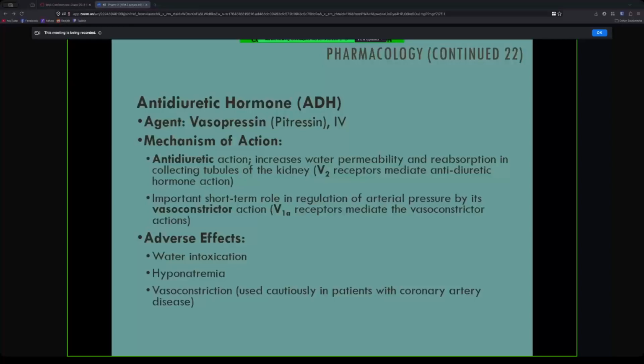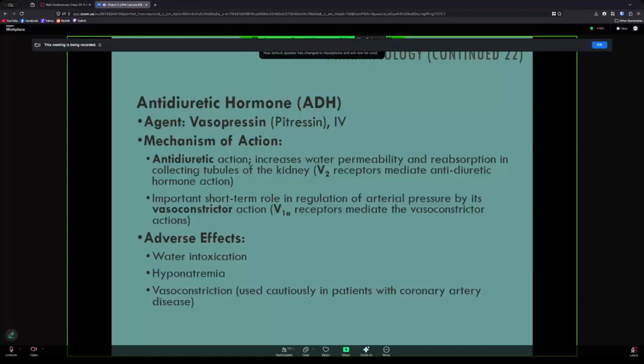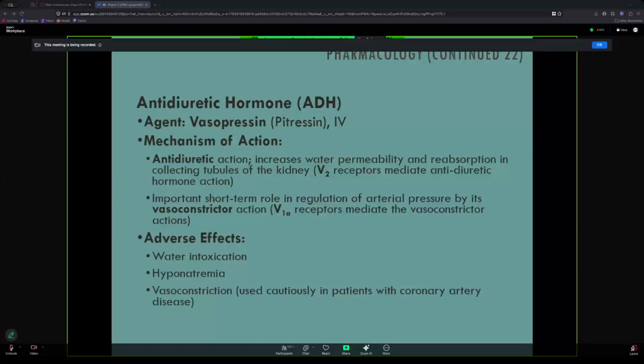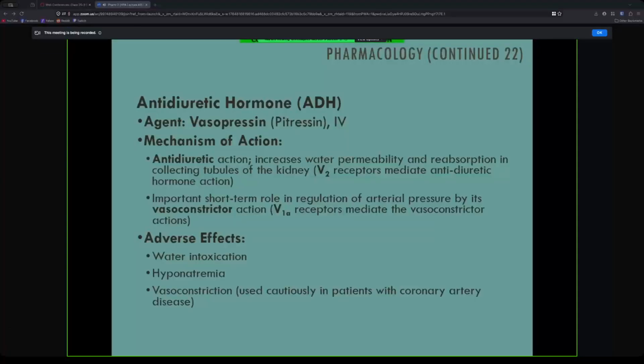So historically, because of this dual V1 alpha and V2 activity, we used it in shock for the V1 alpha activity, and then we used it much more in the past than we do now for its antidiuretic replacement for central DI, or diabetes insipidus. But that dual activity is why it's largely replaced by other agents, which we'll talk about coming up in the other slides.